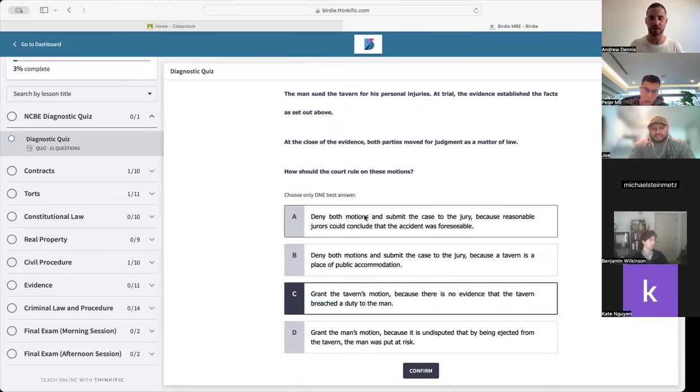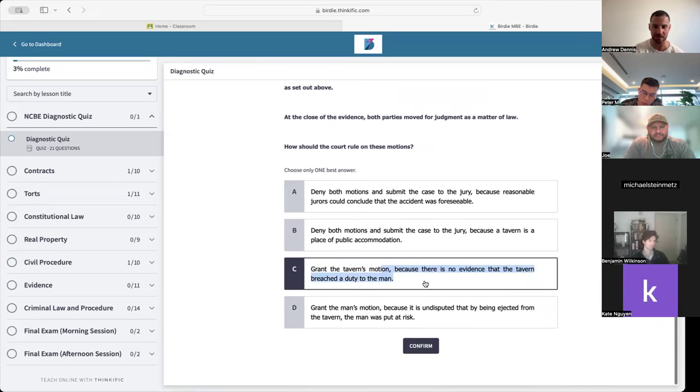Usually, with summary judgment or JMOL, not always but often, you will send it to the jury. You will just deny it and say there's evidence, they could find either way. But here, there's no evidence that they breached a duty to the man. Does anyone have any questions about this one?